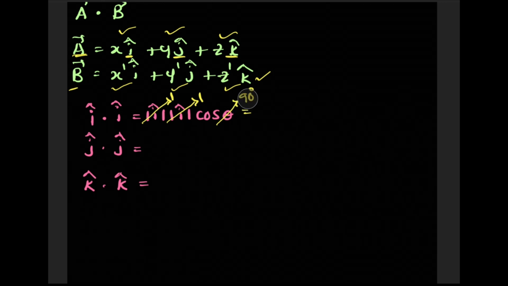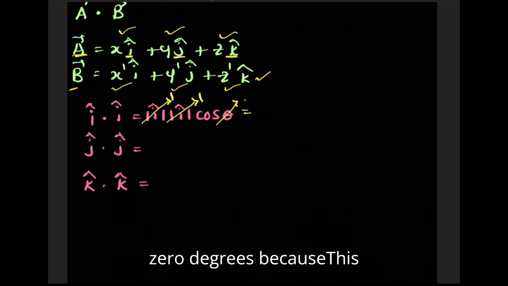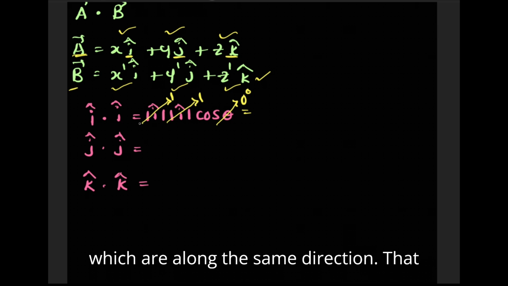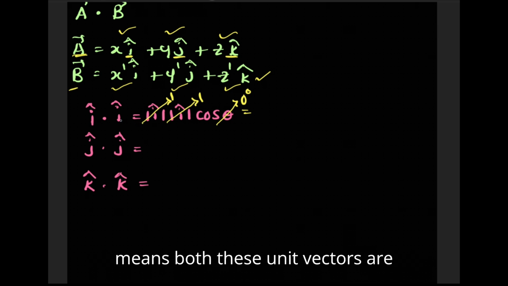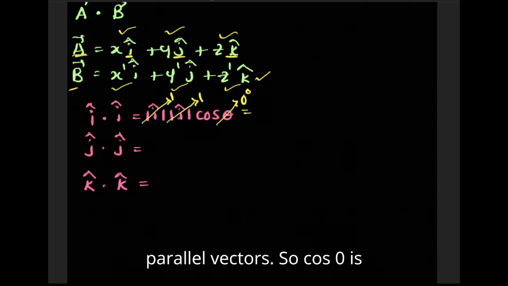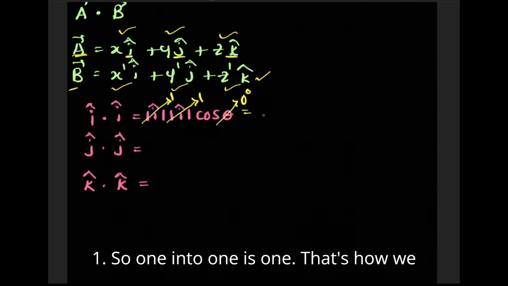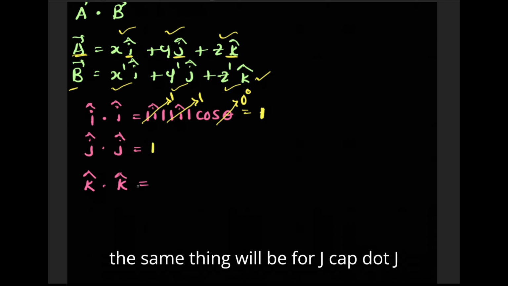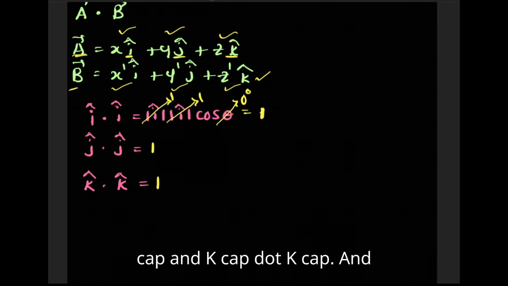Sorry, theta is 0 degrees, because this is the dot product between i cap and i cap, which are along the same direction. That means both these unit vectors are parallel vectors. So cos 0 is 1, and 1 into 1 is 1. That's how we arrive at i cap dot i cap as 1. And the same thing will be true for j cap dot j cap and k cap dot k cap.